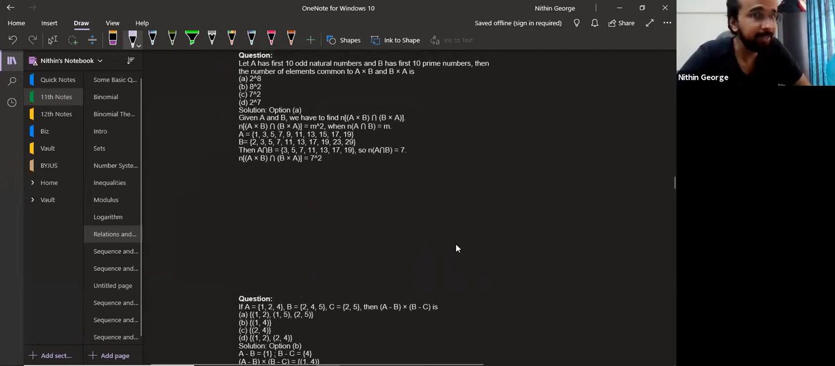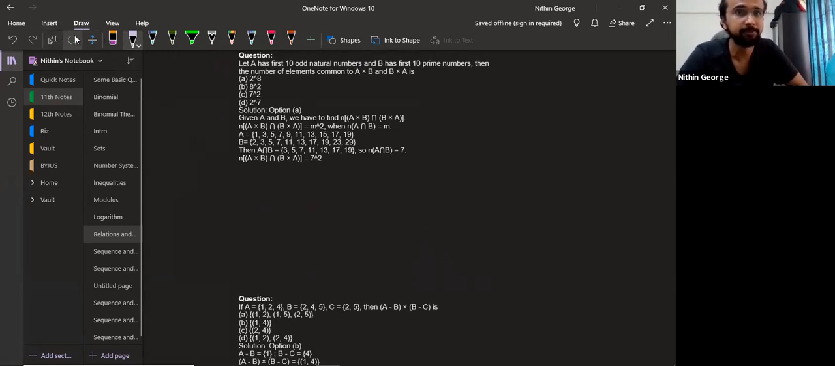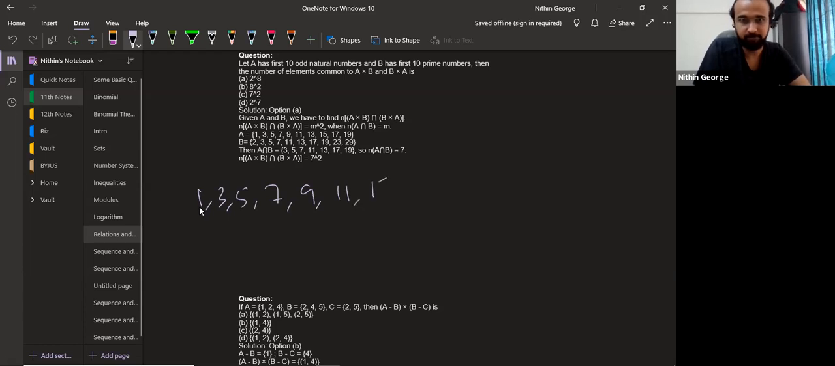Question. Let A be the first 10 odd natural numbers and B the first 10 prime numbers. Then the number of elements common to A cross B and B cross A is. What will it be, guys? First 10 odd natural numbers. Just think of the natural numbers. Think of the first 10 odd ones: 1, 3, 5, 7, 9, and 11, 13 all the way up till 19. Actually, list them out.